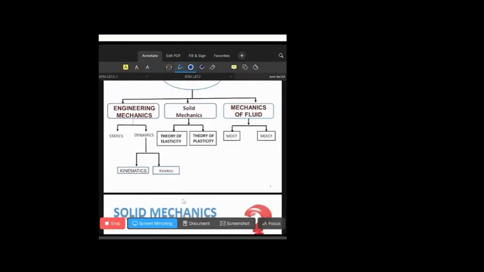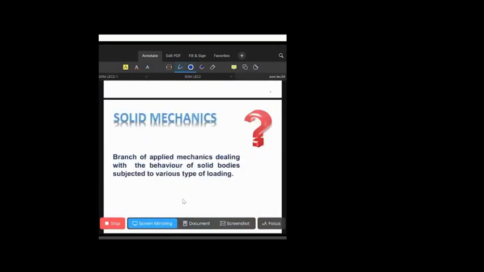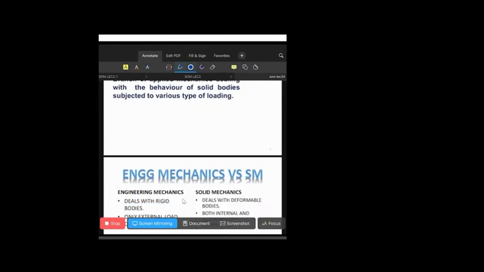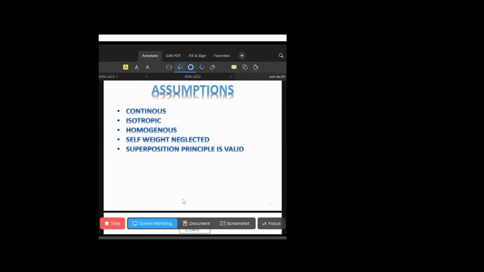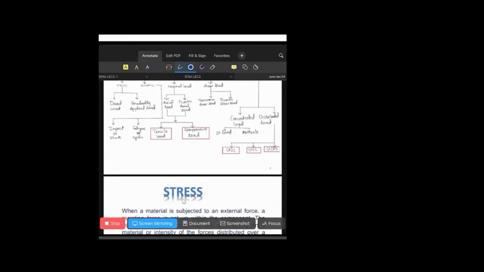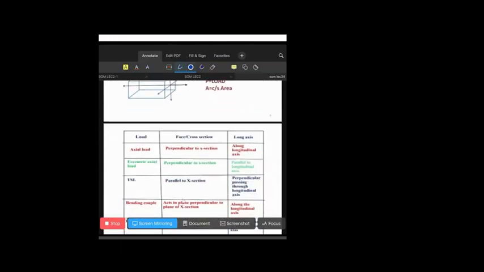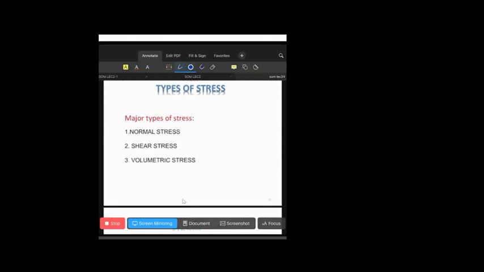Then we try to talk about types of mechanics, various types of mechanics that we need to study in our engineering. So then we talked about solid mechanics, difference between engine mechanics and solid mechanics, assumptions of solid mechanics. All these things are already discussed. Okay. Then we try to talk about type of loads, stress, and in stress, various types of stresses. These things are already discussed, and I already told you that the normal stress is given by the formula sigma equal to P by A. Okay. Today we will continue our discussion from this point.